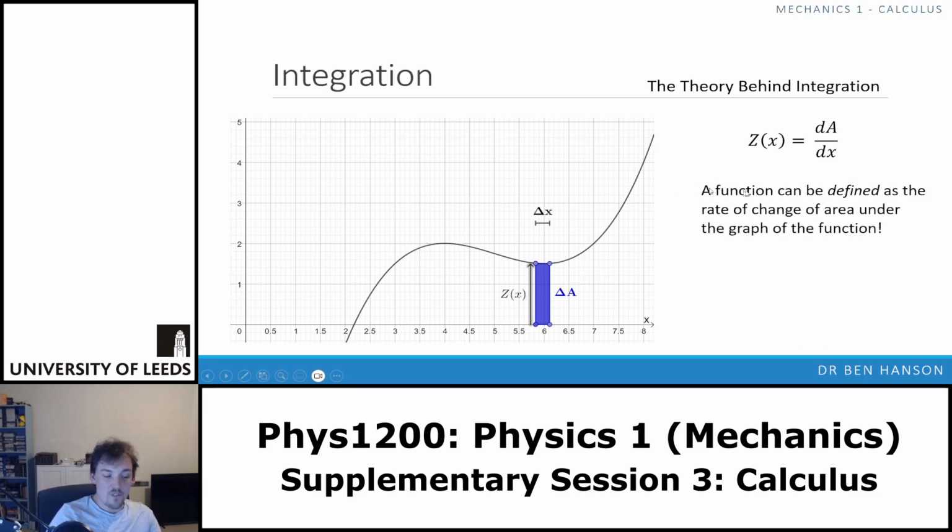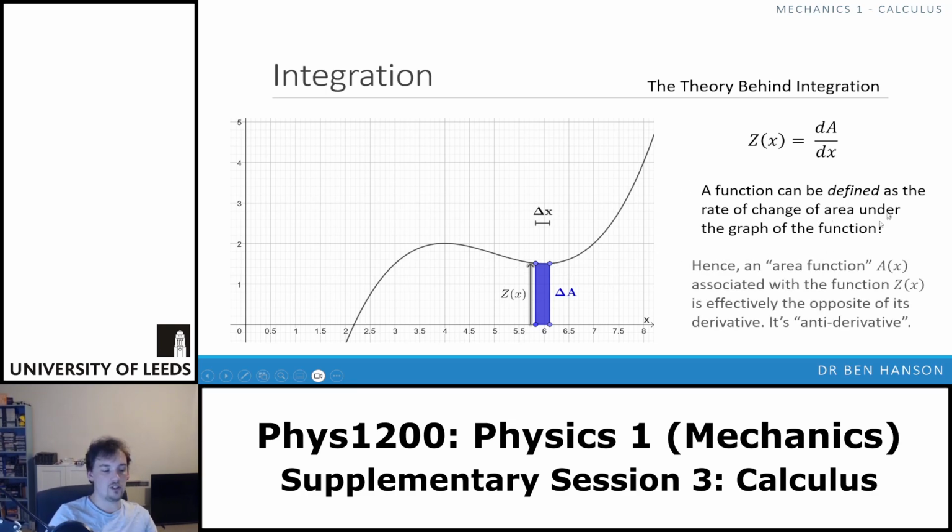But before we get to that, a function can be defined, instead of defining z of x in terms of x. So this might be z of x equals x cubed plus x squared plus 5, say. We could define z of x that way. But equally, we could define z of x as the rate of change of area under the graph of the function. So that means there's something like an area function a of x associated with z of x that is effectively the opposite of its derivative, its antiderivative. Subtly different from integral, so we'll call it antiderivative for now.